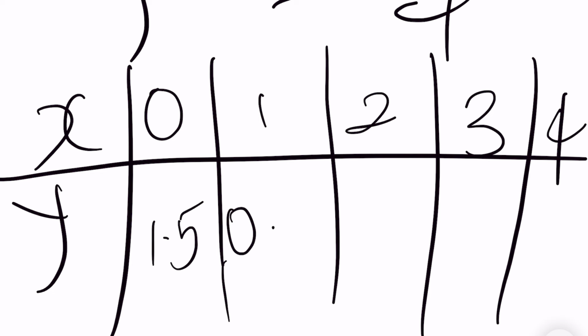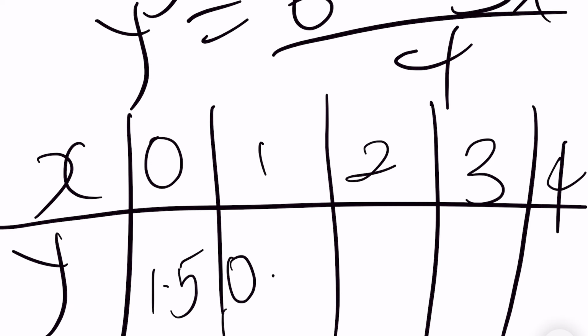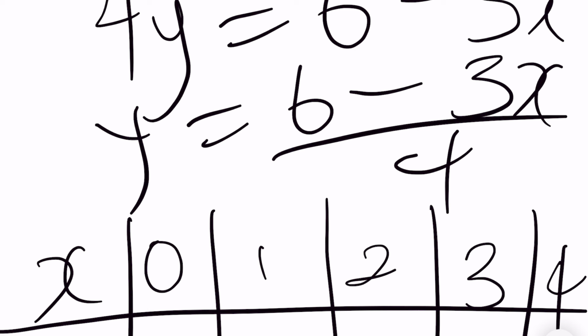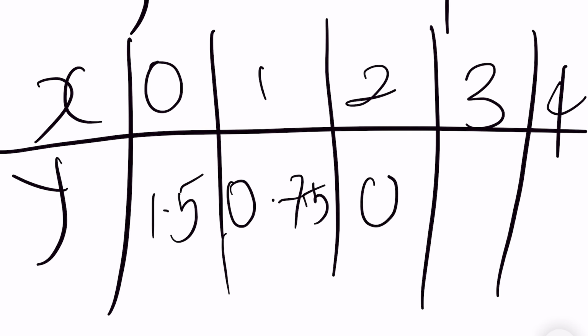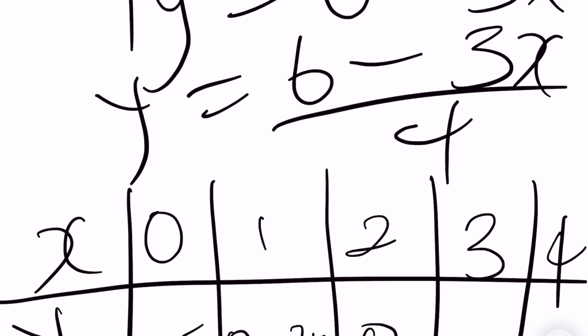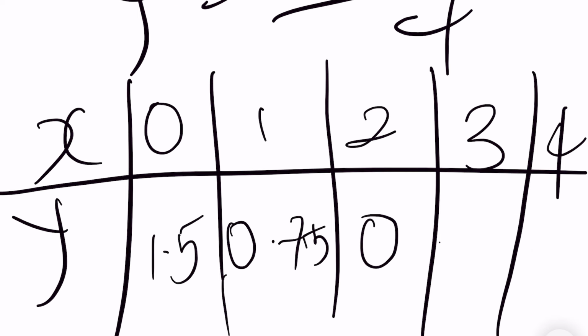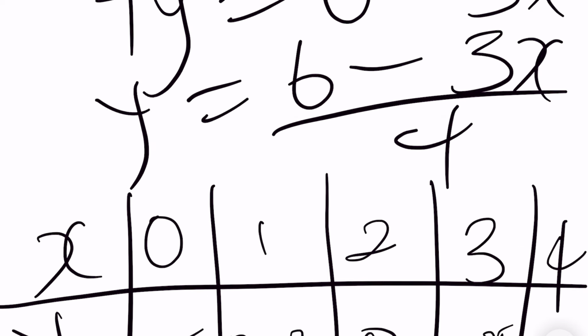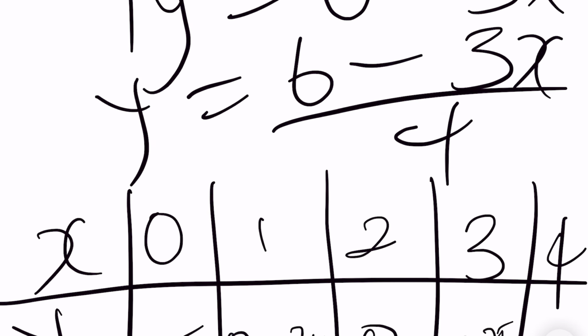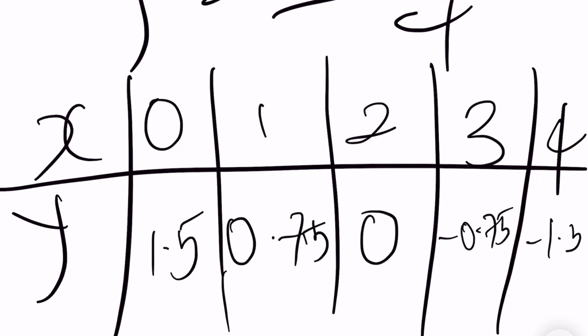Where x is 2, 3 times 2 is 6. 0 divided by 4 is 0. At 3 we have 3 times 3, which is 9. 6 minus 9 is minus 3 over 4. Here we have minus 0.75. We have 4, which is 3 times 4 is 12. 6 minus 12 is minus 6. Minus 6 divided by 4 is minus 1.5. So we draw our graph.